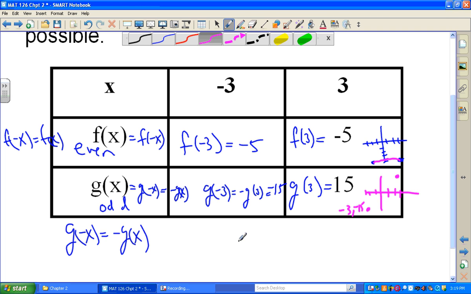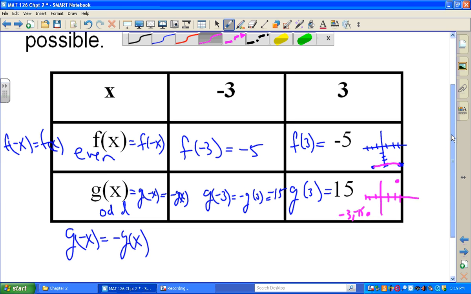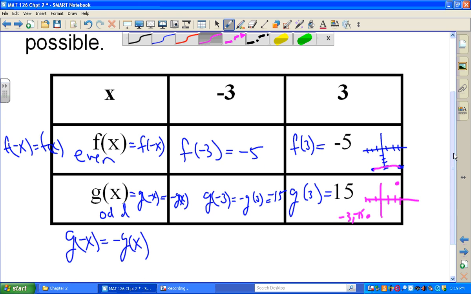You can look at the algebra. You can look at the points. All kinds of ways of doing it. You just got to figure out one way to answer the question. Okay? That's a good question.